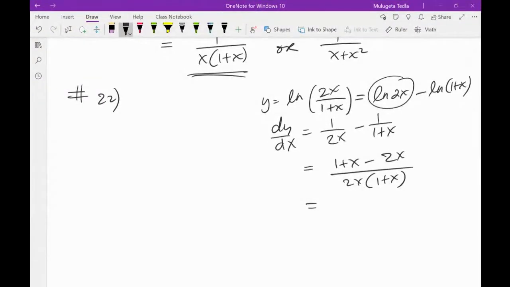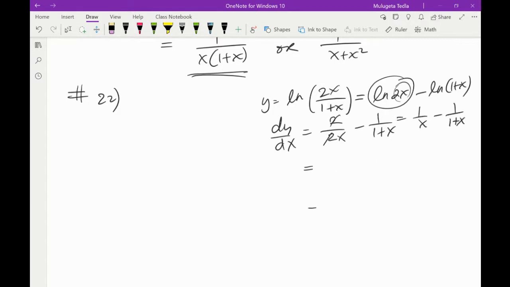Yeah, there was a 2. I forgot. The derivative of the inside is 2, so it's 2 over x. Sorry. So the 2's cancel. So I have 1 over x minus 1 over 1 plus x. So what we get is 1 plus x minus x over x into 1 plus x.